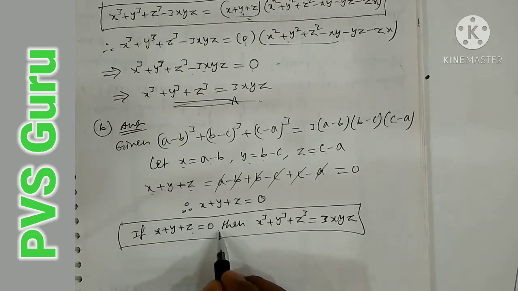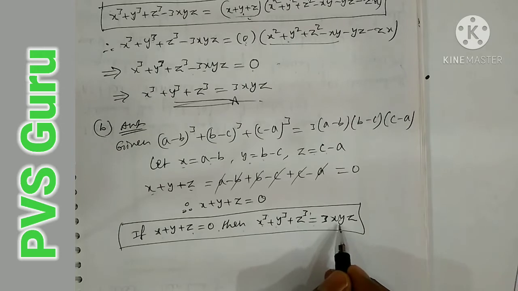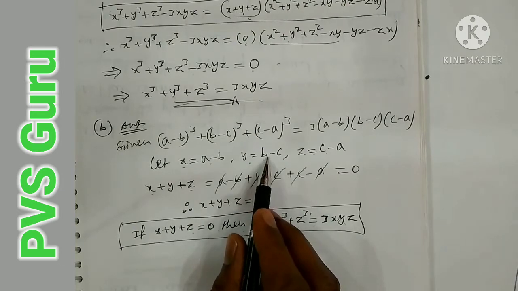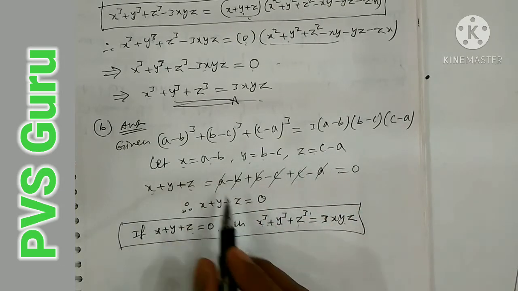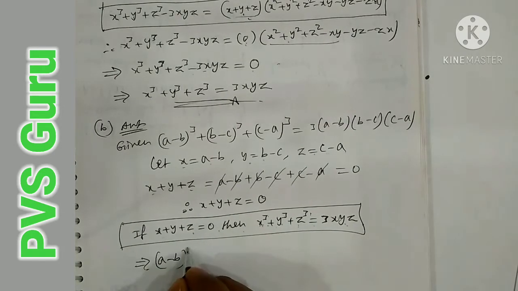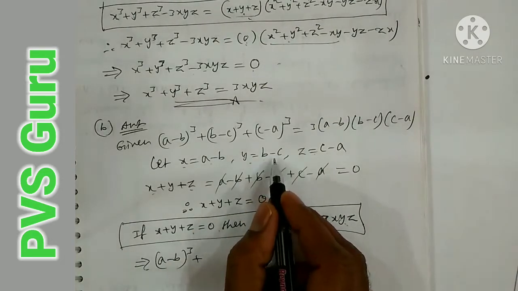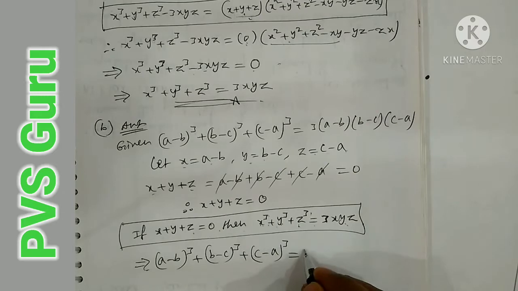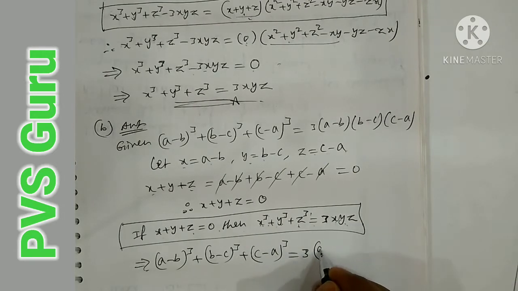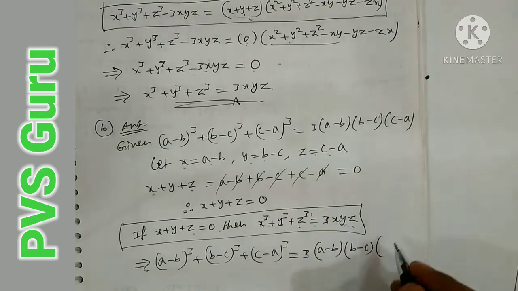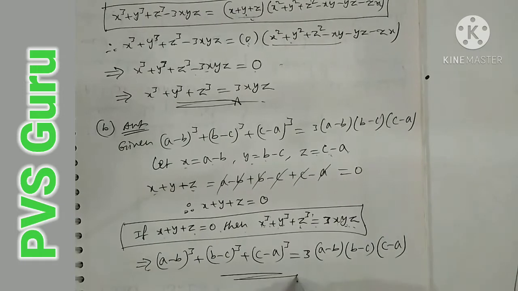So from the above problem we have taken this conclusion. If x plus y plus z is equal to 0, then x cube plus y cube plus z cube is equal to 3xyz. So here x value is a minus b, y value is b minus c, z value is c minus a. Then substitute the three values here: (a minus b) whole cube plus (b minus c) whole cube plus (c minus a) whole cube is equal to 3 into (a minus b) into (b minus c) into (c minus a). So this is the proof.